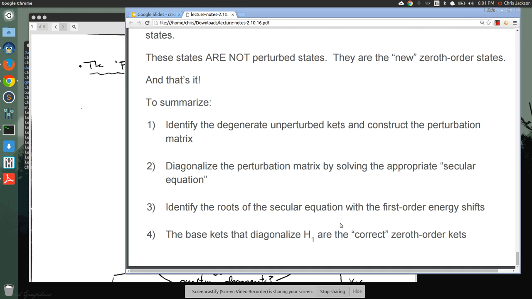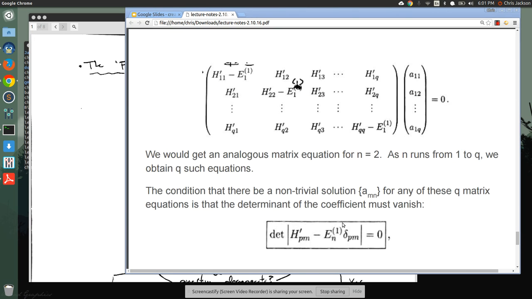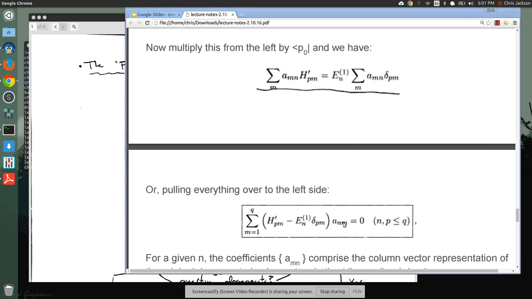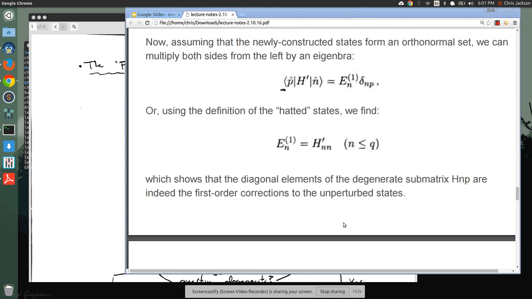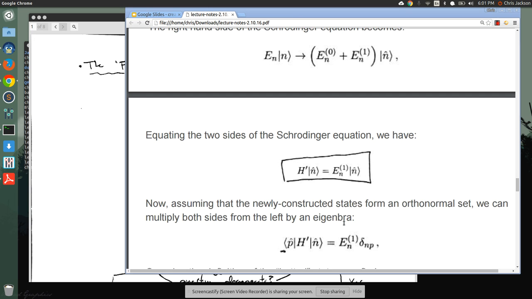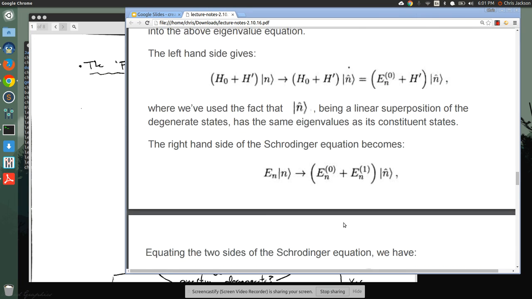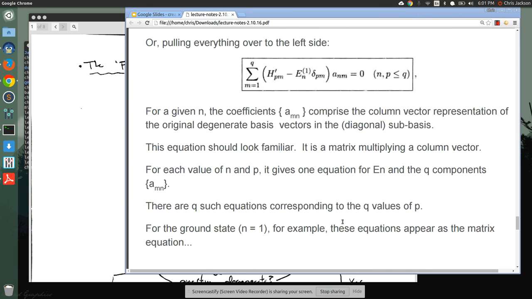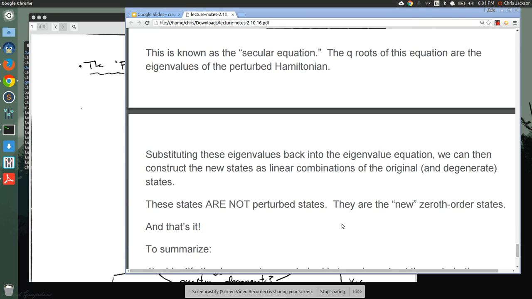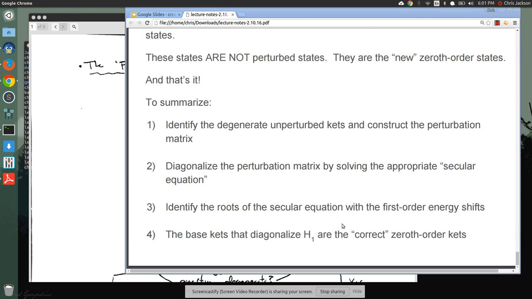So today I wanted to pick up where we left off, talking about degenerate perturbation theory. Last time we laid out the formalism, talked about how or why we have to change things up a little bit when we run into degeneracies. And we basically came up with a plan or a recipe, if you will.